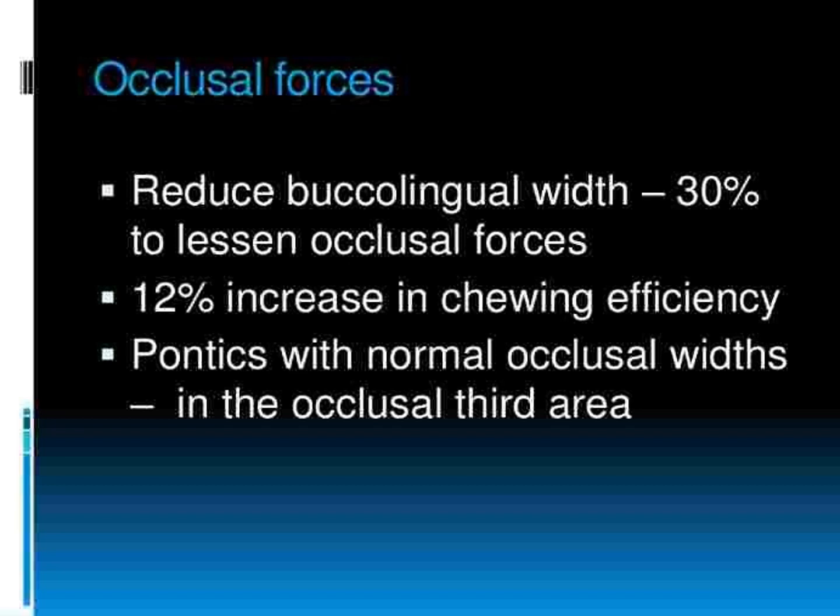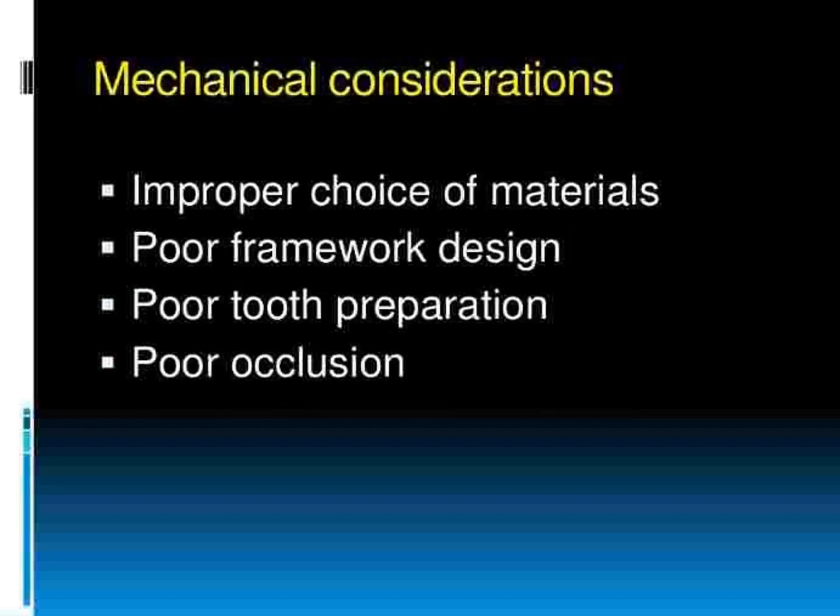When you design a pontic, the buccolingual width of the pontic should be 30% less than the original width, so that it will increase chewing efficiency by only 12%. But the mesiodistal width of the pontic should be equal to the natural tooth.